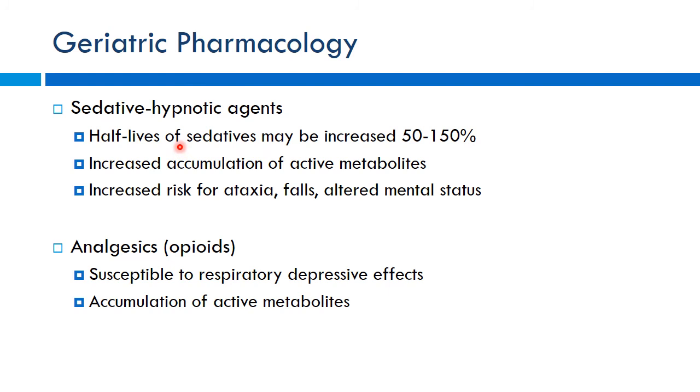Think about drugs like your barbiturates like phenobarbital. Those are good examples like sedative hypnotic agents. Looking at analgesics, we know we have a ton of people who are going to be on opioids. You find that as they get older, they're going to be more susceptible to these respiratory depressive effects. You're going to find that they also can accumulate active metabolites.